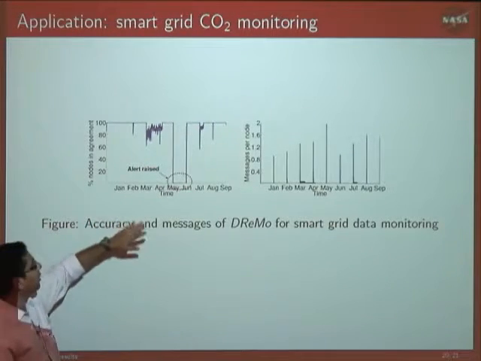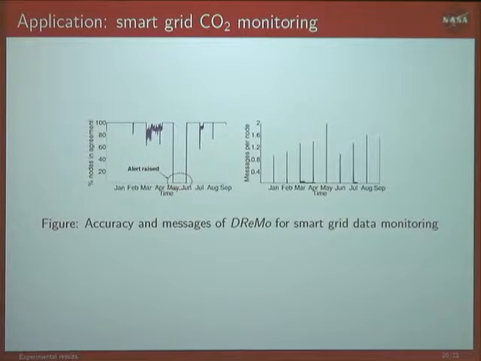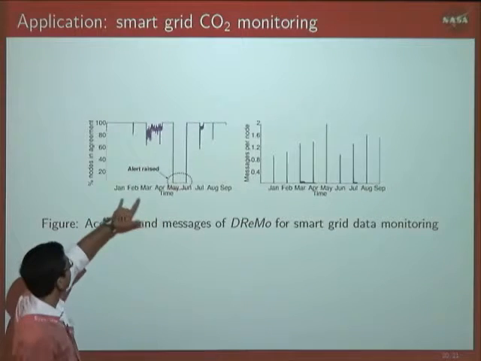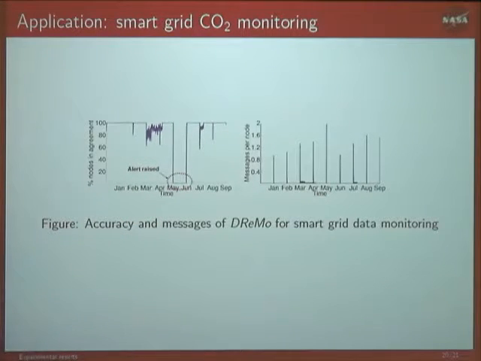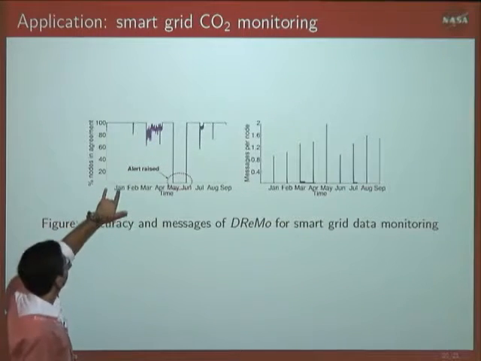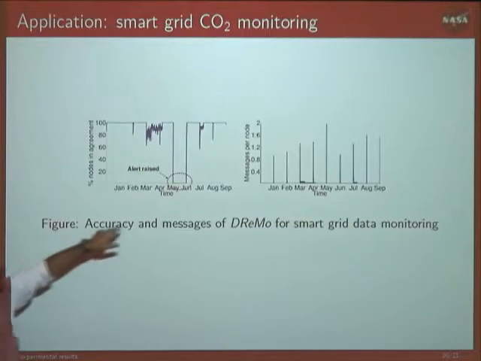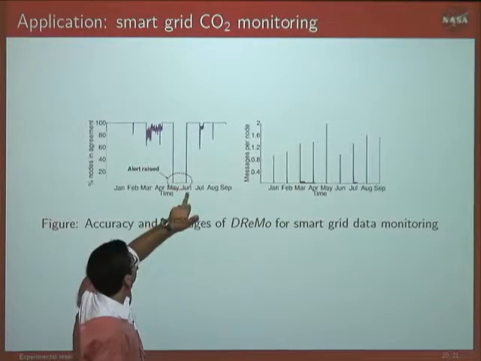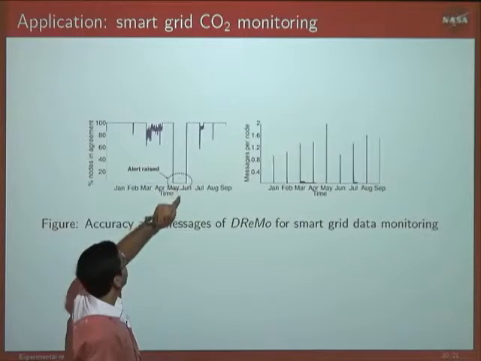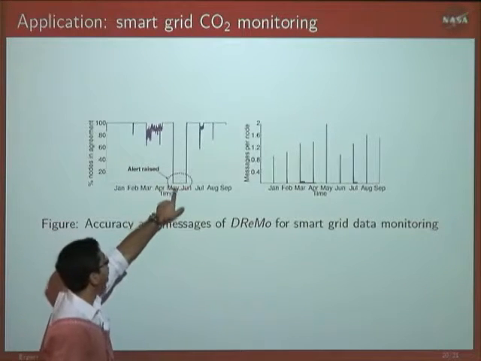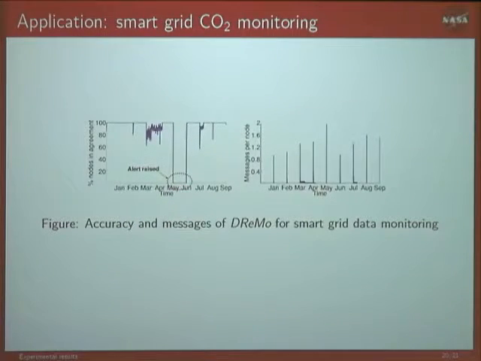So we collected about 9 months of data from one of the grid operators in Ireland, January through September, and each month of data we assumed to be one epoch. We built a model based on the data between January and February, and we were trying to see if the algorithm would detect that there was a drop in the carbon dioxide release between May and June. That's what is known. So the idea was, can the algorithm detect that change?